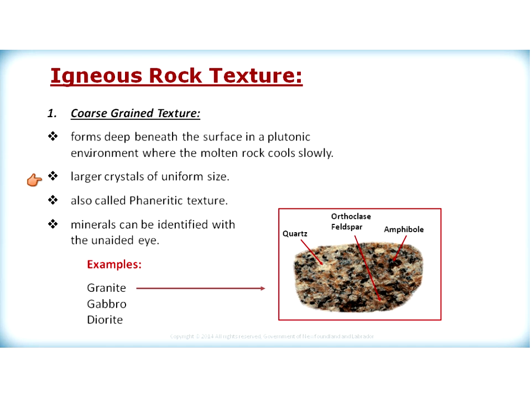We generally see larger crystals with uniform size. This texture can also be called a phaneritic texture. That's the geologic name put on coarse texture. Minerals can be identified with the unaided eye. The examples of coarse grain textures include granite, which makes up the continental crust, gabbro, found beneath the ocean crust, and diorite is generally found deep within mountain chains.